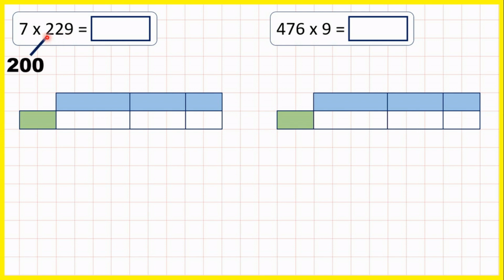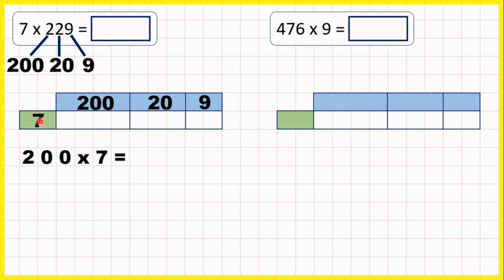Now 7 times 229. We partition 229 into 200, 20 and 9. We write the single digit number in the question on the left, and then our partitioned number on top, so that's 200, 20 and 9. Now for this first box, we have 200 times 7, which is 1,400, because 2 times 7 is 14, and then if we have 2 end zeros in the question, we need 2 end zeros in the answer, so that's 1,400.